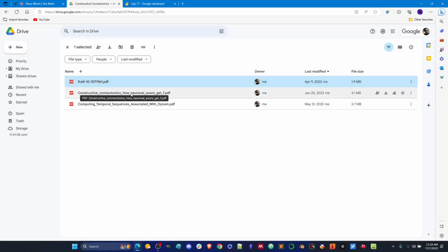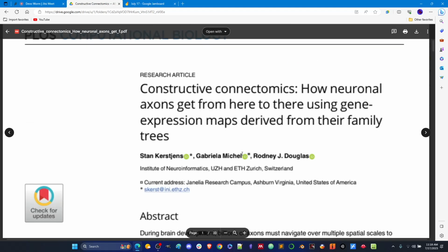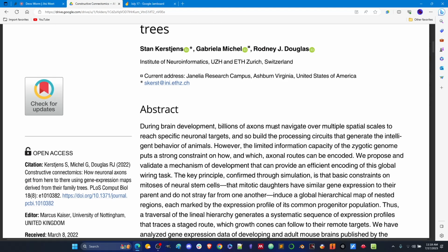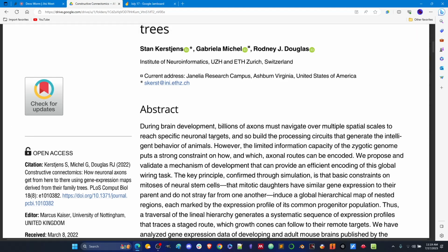I'm not going to go into any more detail on that. I want to get to our final paper, which is this paper on constructive connectomics, and how neuronal axons get from here to there using gene expression maps derived from their family trees. The abstract reads: during brain development, billions of axons must navigate over multiple spatial scales to reach specific neuronal targets. So this is where in brain development, axons have to find other neurons. There's this idea of axon finding, and there's this growth cone, which allows it to detect signals and find other neurons to connect to.